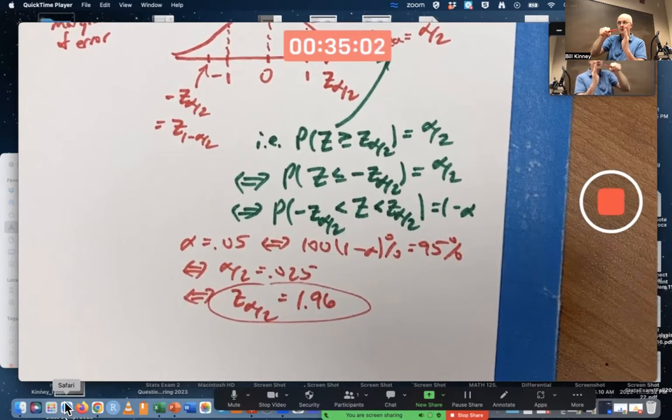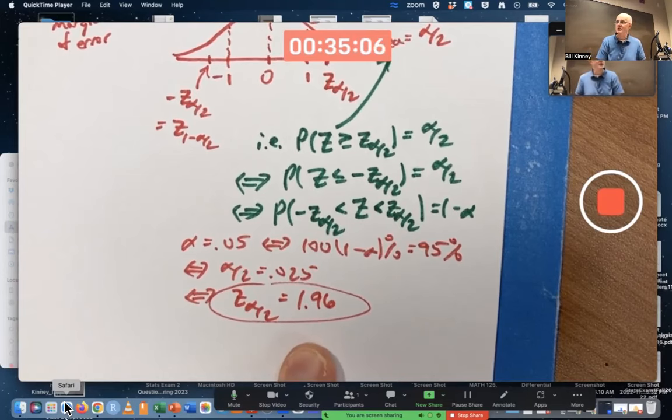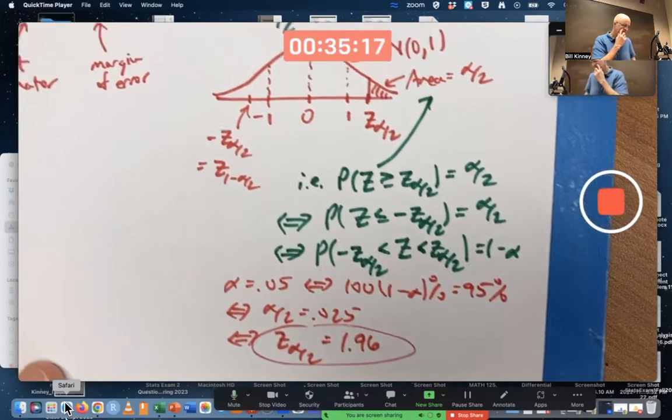Okay, I think you can remember to do it. Double check that. Make sure you double check it with your technology too. You can use InvNorm or normal CDF with some experimentation. I think I did it last time even. Try it again.